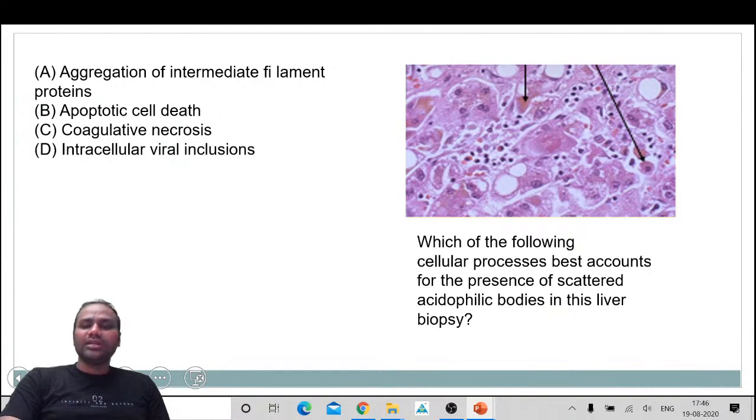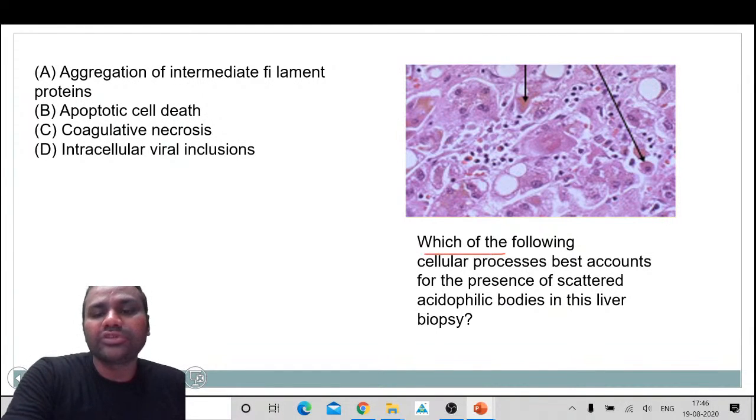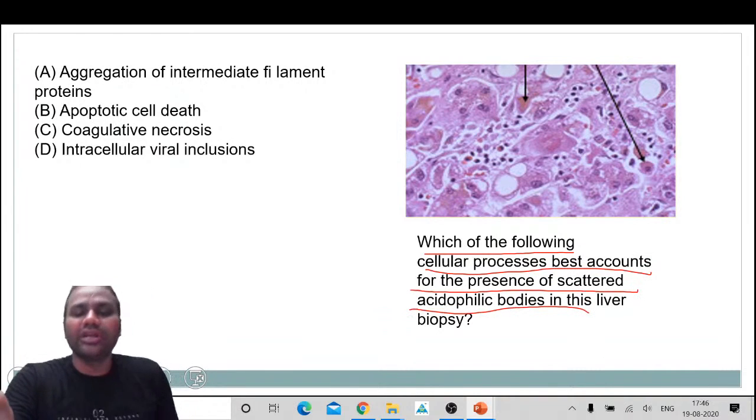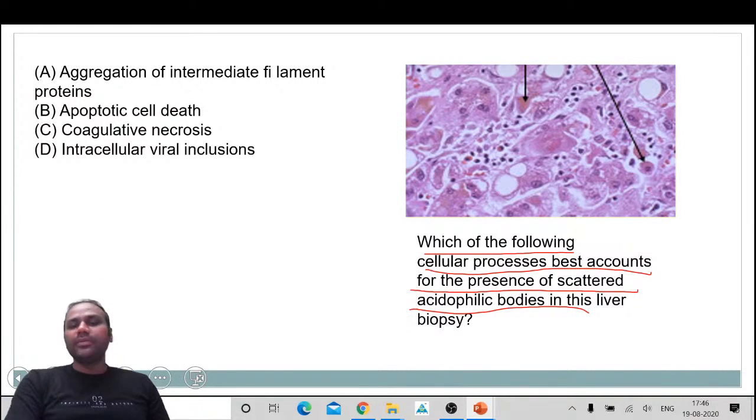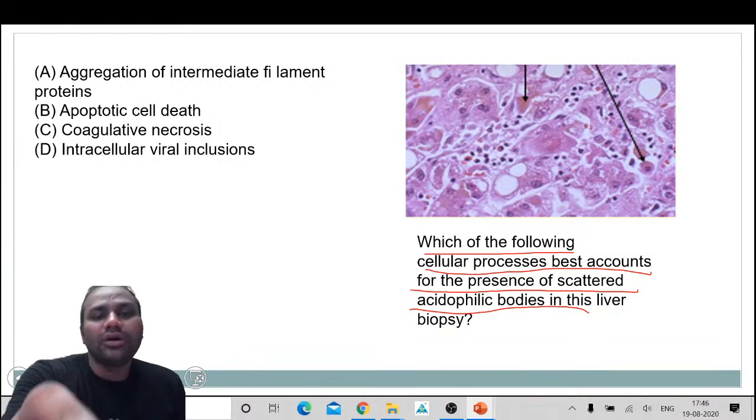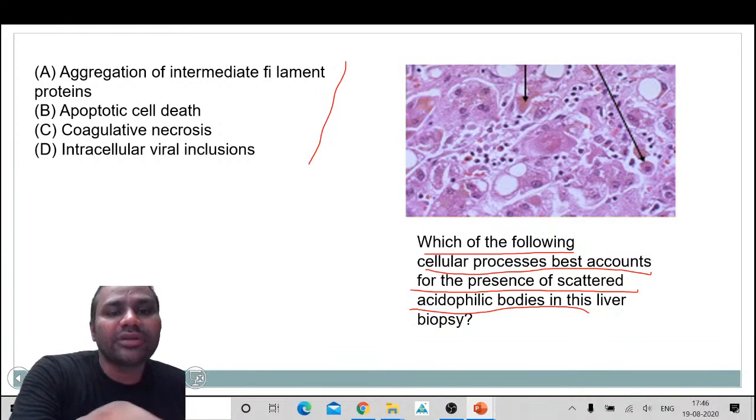This is also another example. Which of the following cellular processes best accounts for the presence of scattered acidophilic bodies in a liver biopsy? In the liver biopsy, which cell will show acidophilic bodies? Here, aggregation of intermediate filaments.